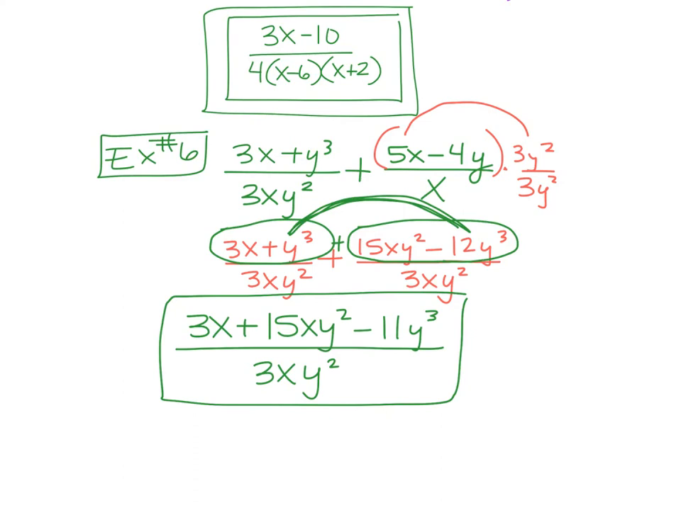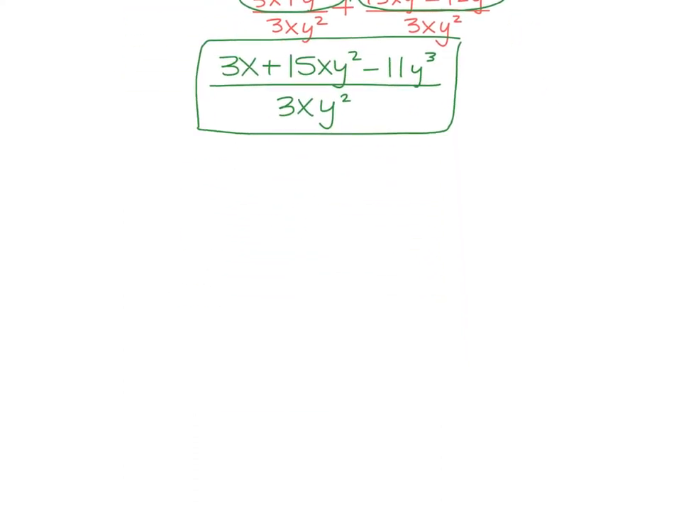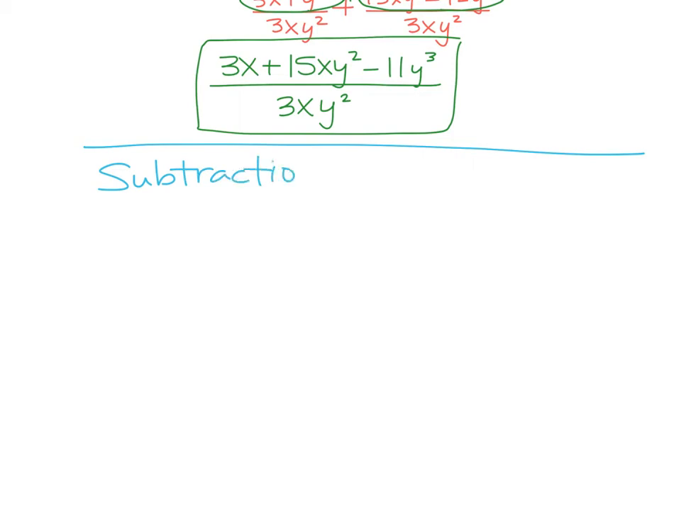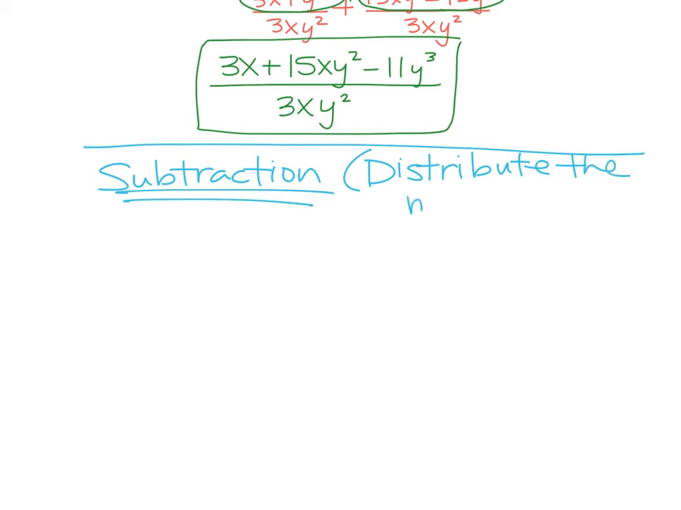Okay, the last two are subtraction. And subtraction is where some just simple mistakes tend to get made because you forget that you're subtracting and have to distribute the subtraction symbol. So just be careful with this. Don't forget to distribute the minus sign. Okay. All right, so example 7.